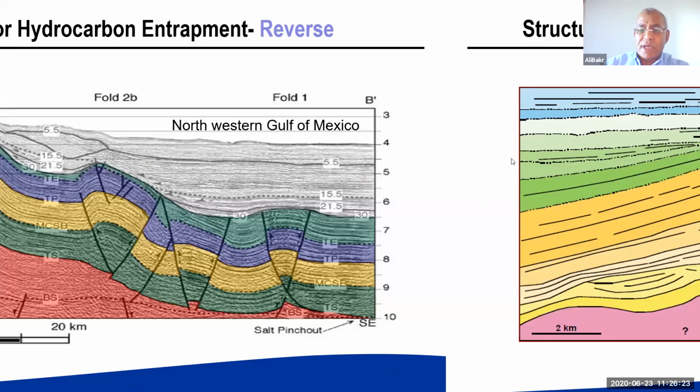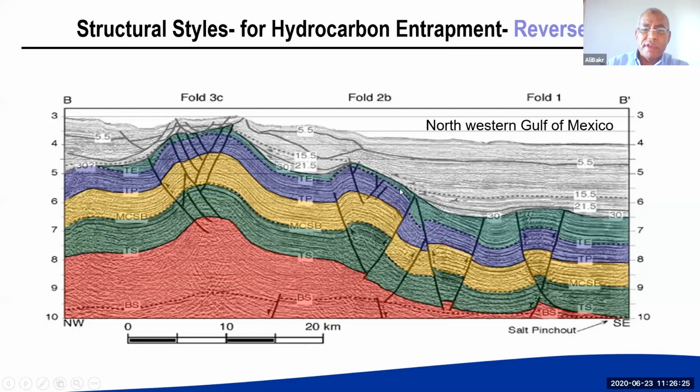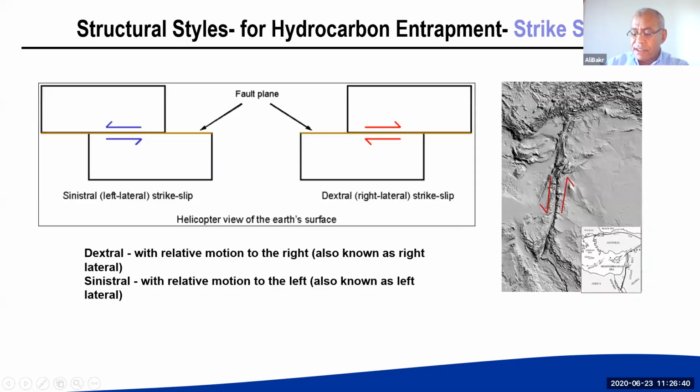Another example from the Gulf of Mexico showing a very nice kind of reverse fault, with very nice interference and different kinds of faults as well. Jumping from the tension regime, with planar faults and growth faults or listric faults, to the reverse faults. And now we're going to talk a little bit about the strike-slip fault.